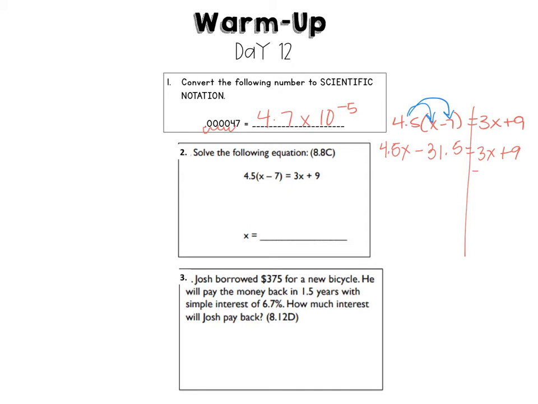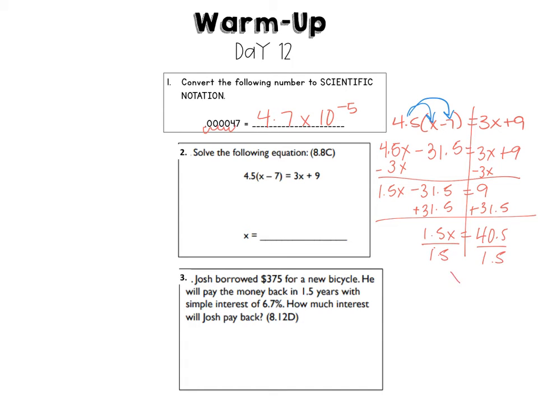Then I'm going to subtract 3x on both sides. And when I do that, that's going to give me 1.5x minus 31.5 is equal to 9. The next thing I'm going to do is add 31.5 to both sides. That's going to give me 1.5x is equal to 40.5. Now that I've gotten to here, I am going to divide by 1.5 in order to isolate my variable. That's going to give me x is equal to positive 27 as my final answer.